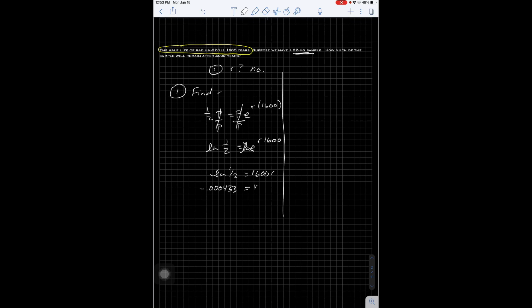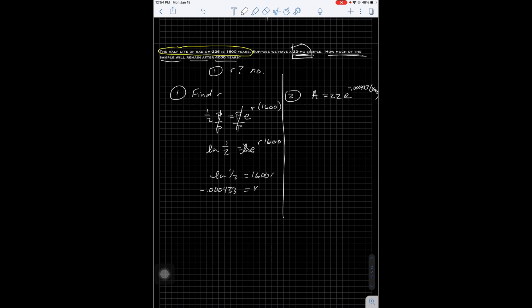All right, now let's answer the question. How much, so it's asking for an amount of the sample, will remain after 4,000 years? Okay, well, how much are we starting with? We have 22 milligrams of a sample. We want to know how much later. My R is what I just found, and my time is 4,000 years. Plug that in. Again, I don't have to solve for anything. I'm just cranking out this number.